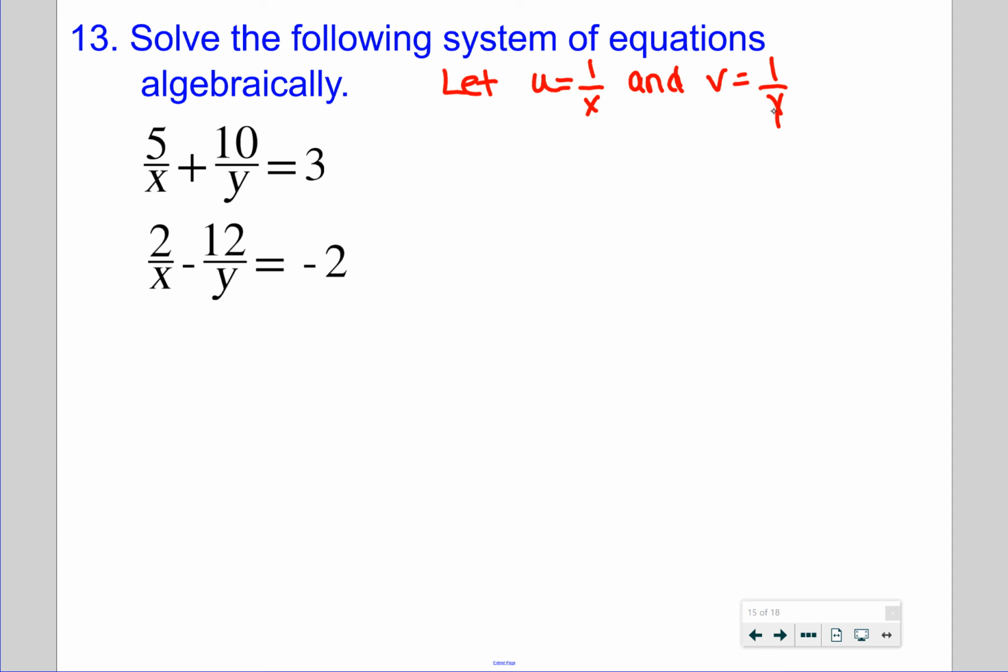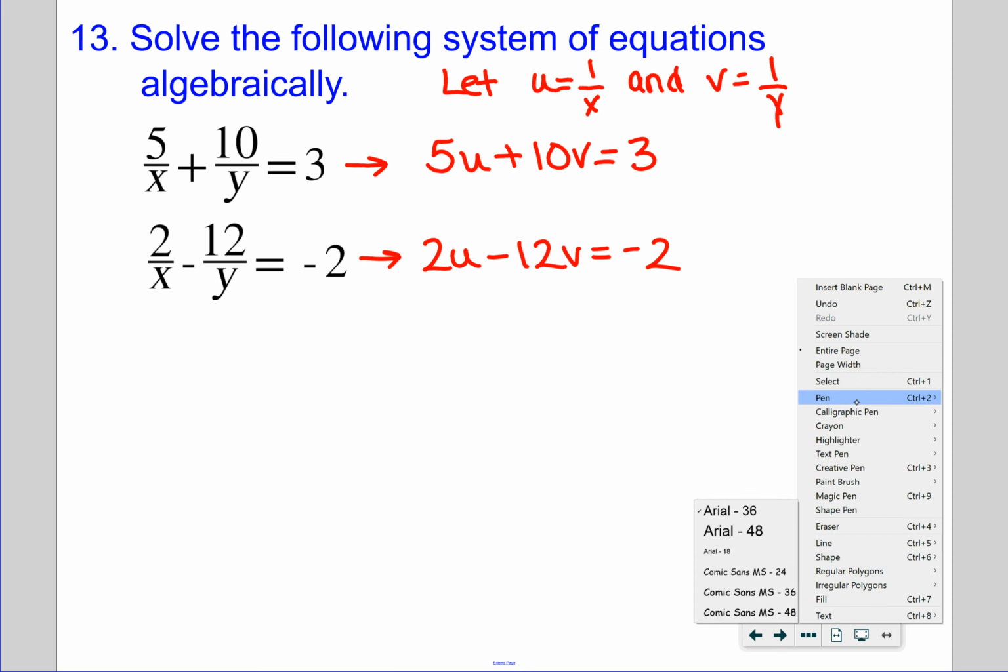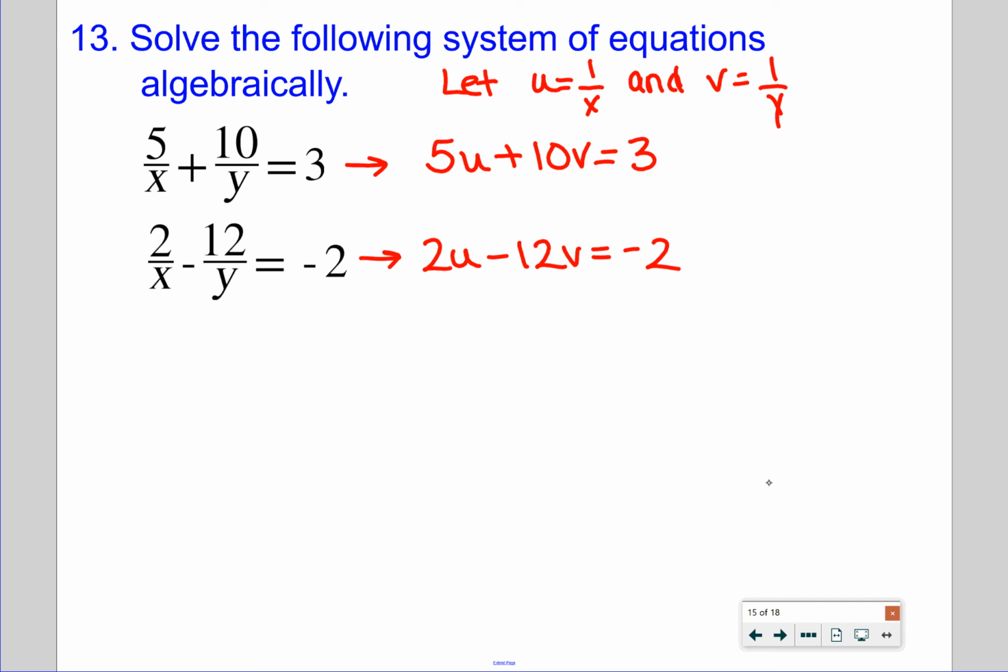So if we think of 5 over x as 5 times 1 over x, I can rewrite this top equation as 5u. Instead of 10 over y, I can rewrite it as 10 times 1 over y, or 10v, equals 3. And the bottom equation will be similar. It'll look like 2u minus 12v equals negative 2. From there, you can solve using either substitution or elimination. I'm going to use elimination again.